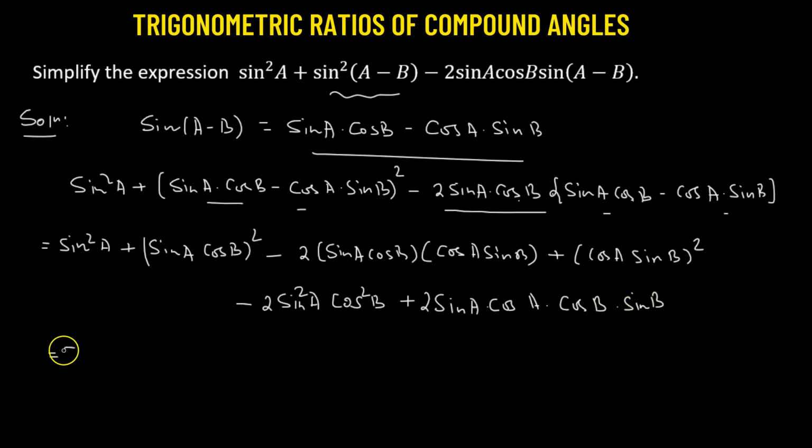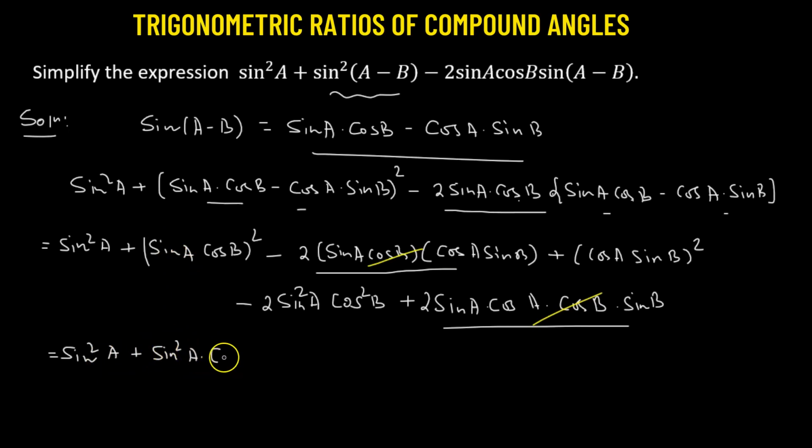Now we have sine squared a. Immediately we can see that this particular term, negative 2 times sine a cos b cos a sine b, and the last term, will get cancelled out because they are additive inverses of each other. So we are now left with sine squared a, and the second term becomes sine squared a times cosine squared b. Then we come to the third term, which is cosine squared a multiplied by sine squared b. And then we have this term, which is negative 2 sine squared a multiplied by cosine squared b.